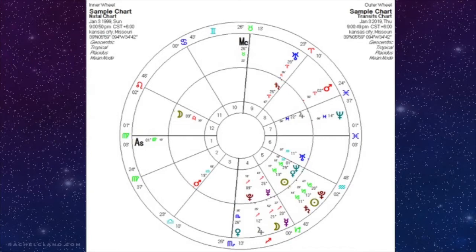I created this chart in SolarFire, which is a PC-based program, but I use it on Mac through Virtual Machine. And it is my favorite program. The only drawback is that it's only available in PC. This is one of a number of programs that are available for you to run your transit charts, to see what transits are coming ahead. And throughout this course, we'll be talking about different options for you and different ways to look at transits.